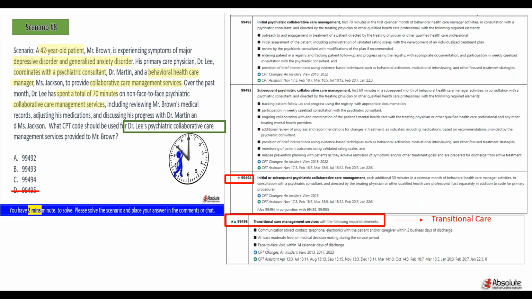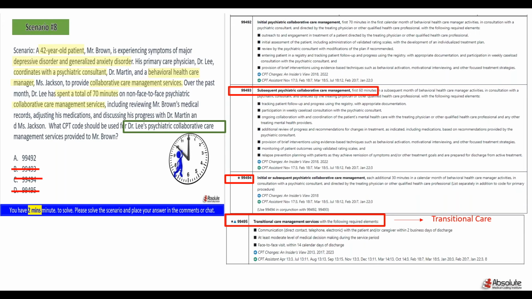Let's see what option C is for. This is an add-on code. Once again, we won't be coding them alone. It's for an initial or subsequent psychiatric collaborative care management add-on code. Option B, 99493, is for a subsequent psychiatric collaborative care management, first 60 minutes in a subsequent month of behavioral healthcare manager activity. It was not a subsequent month where the collaborative care management was given. It was not mentioned like that.